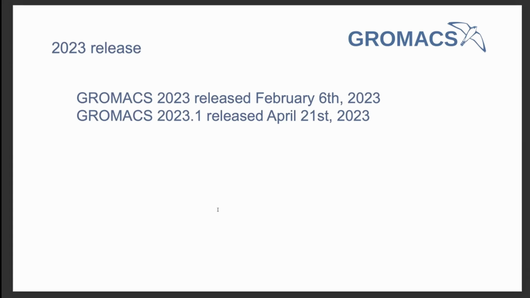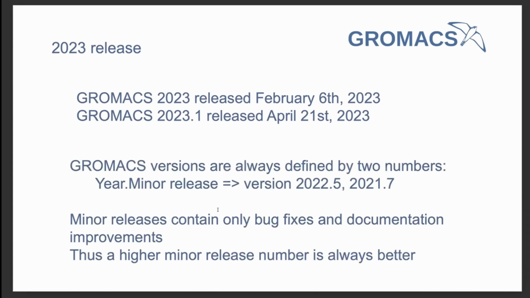And we just released a first patch version, 2023.1, on April 21st. If we're talking about version numbers, I can just clarify, because maybe not all of you are familiar with how our versioning works. We have 2 numbers. We have had this scheme for quite some years now, which is also a popular scheme in general: a major version number, which in our case is the year, and then a minor release number, after the dot, which indicates the minor release or bug fix version. Good to know is that minor releases only contain bug fixes and maybe documentation improvements. So a higher minor release number is always better since it has more bugs fixed, and since no features have been added, there are no bugs added. So a higher version is always better to have in terms of the last number.